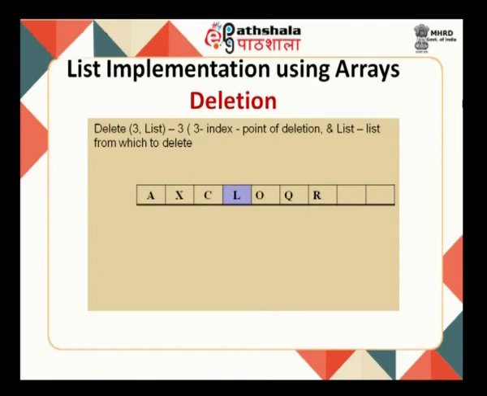Suppose, again, I have indicated the position, and you want to eliminate this. So, what you do is, this is the original list.